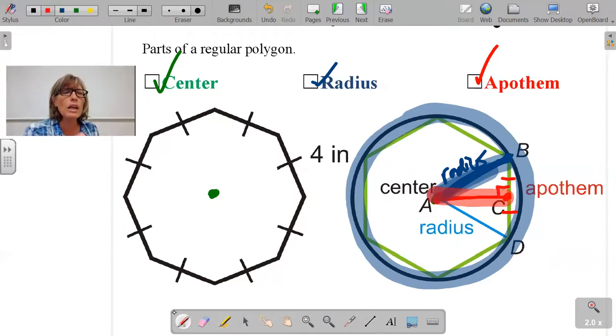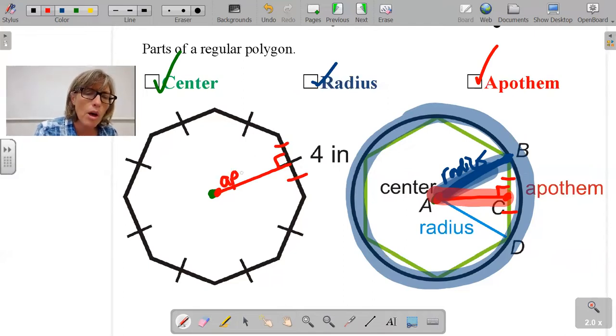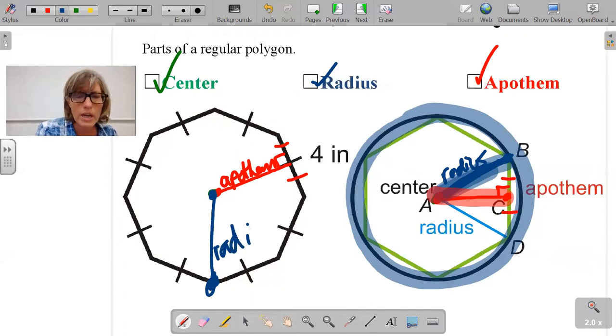So over here on the left, let's do an apothem first. Center to midpoint of a side, right angle, bisect, that would be an apothem. And from center to corner, that would be a radius. You need to know the difference.